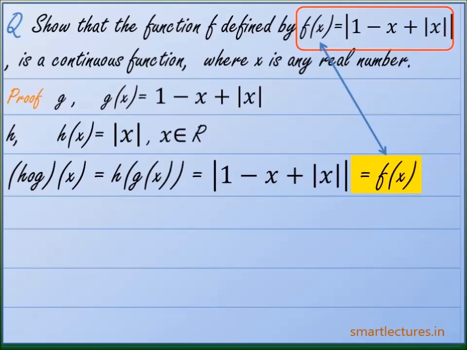In the previous episode we already proved that the function h of x, the modulus function, is a continuous function. Similarly, the function g of x, which is a sum of a modulus function and a polynomial function, is also a continuous function, because if f and g are two continuous functions, then the sum of f and g is also a continuous function. Now since both g of x and h of x are continuous functions, as per this theorem, the composition of these two functions, h of g of x, or modulus of 1 minus x plus modulus of x, is also a continuous function.